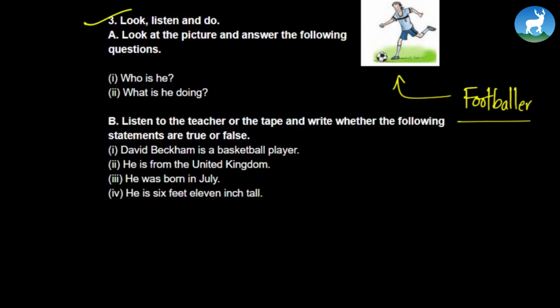So let's find out whether these statements are true or false. David Beckham is a basketball player. Of course it is false. He's a football player. He is from the United Kingdom. True. He was born in the UK. He was born in July. No, he was born in May. So this is false. How about this one? He is 6 feet 11 inches tall. No, he is 5 feet 11 inches tall. So we'll have to simply write false. Okay? Let's move on to another section.